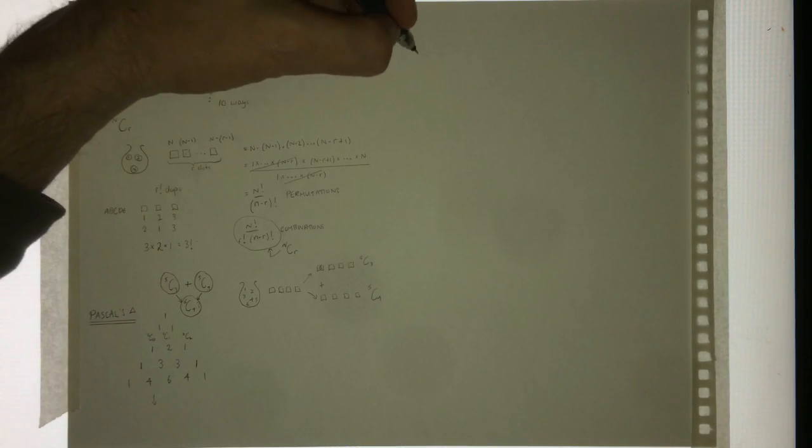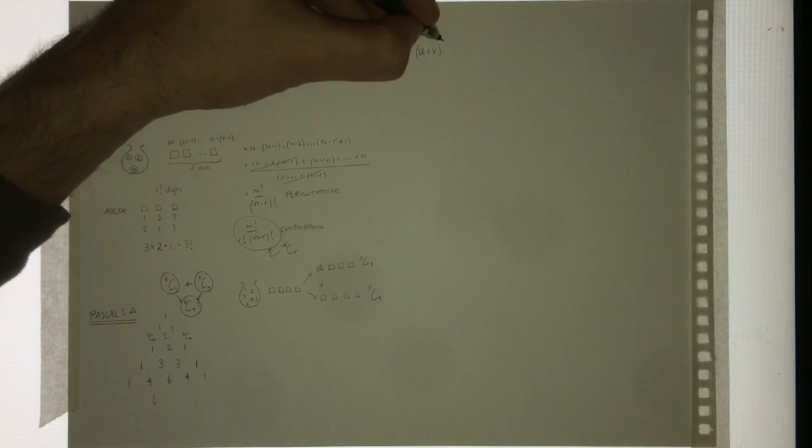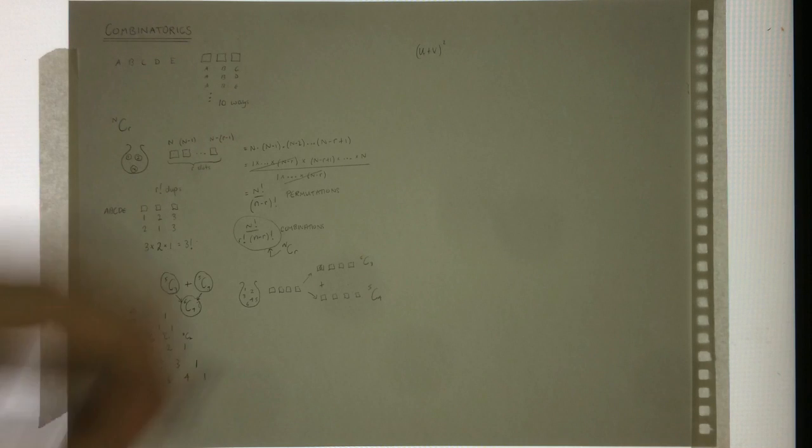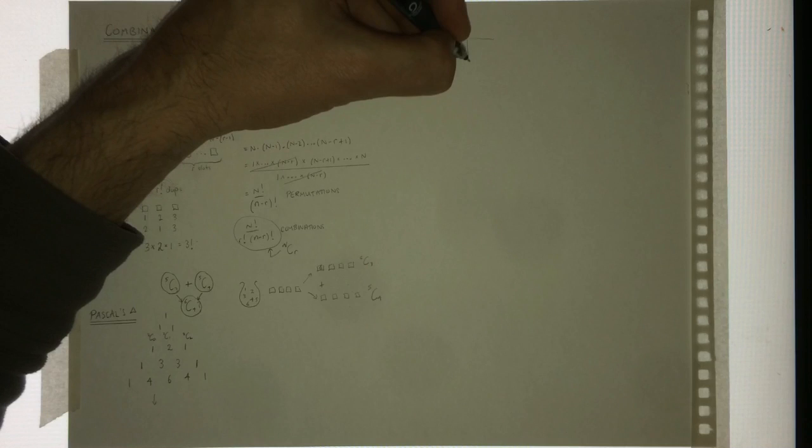What happens if we expand out u plus v squared? Well, you can do that geometrically.